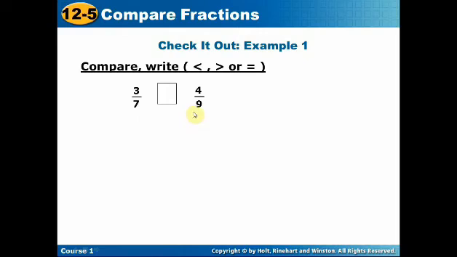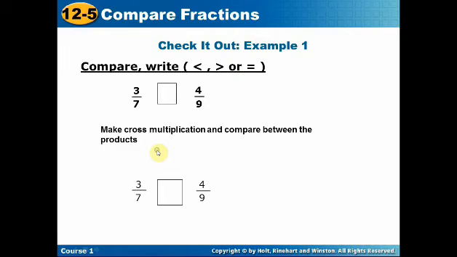To know which fraction is greater than the other, we make cross multiplication. 9 multiplied by 3 and 7 multiplied by 4, and then compare the products. Here 9 multiplied by 3 equals 27 and 7 multiplied by 4 equals 28. For that, 28 is more than 27, then 4 over 9 is greater than 3 over 7.